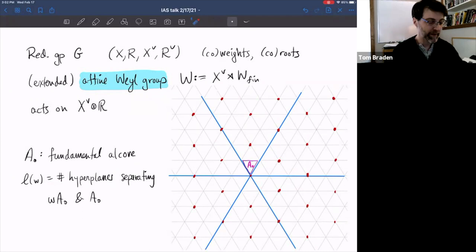If we start with a reductive group and we have the root lattice and the weight lattice and the roots and the co-weight lattice and the co-roots, for us the affine Weyl group is going to be on the co-weight side. So it's the additive lattice of co-weights semi-direct product with the finite reflection group generated by the reflections in the roots, and it will act on the real version of the co-weight space.